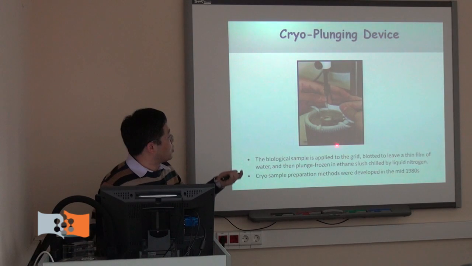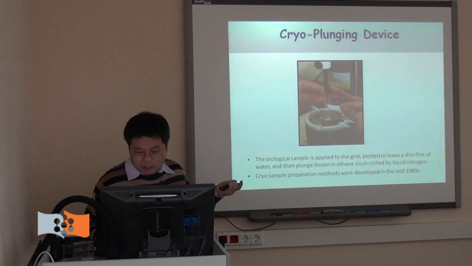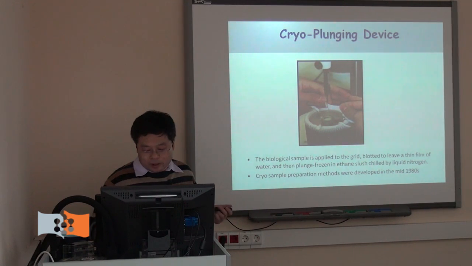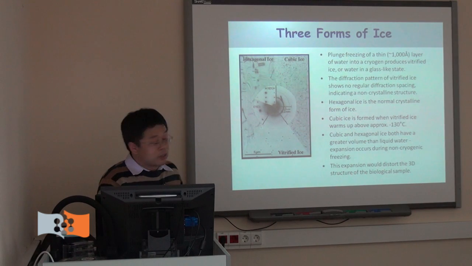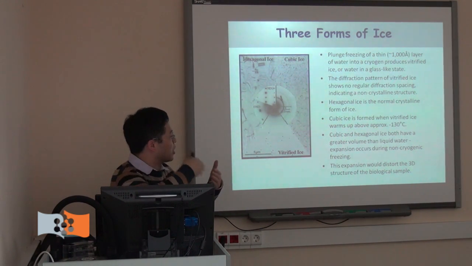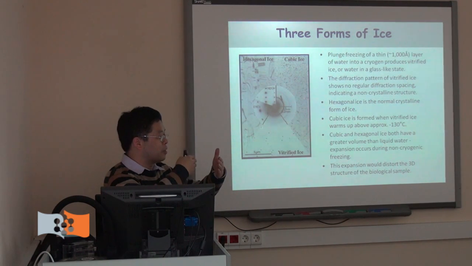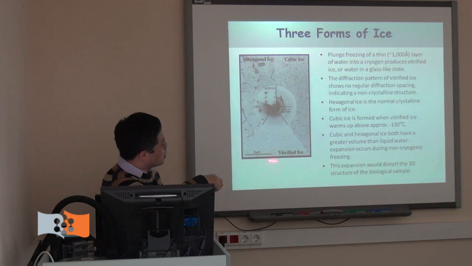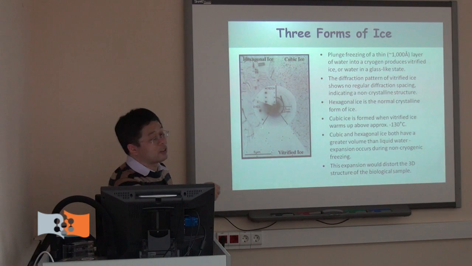So this is the blotting process. I will skip this one. We apply the sample here, use a filter paper to blot it, and plunge it down to cool it down. If you do this right, you get a very thin layer of your sample. Then what we get is this kind of ice. We call it vitrified ice. It is like a glassy ice.